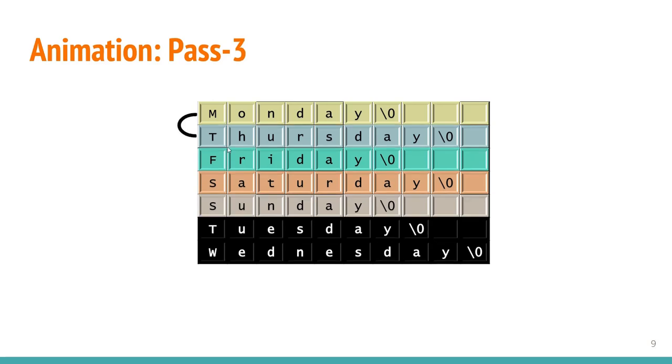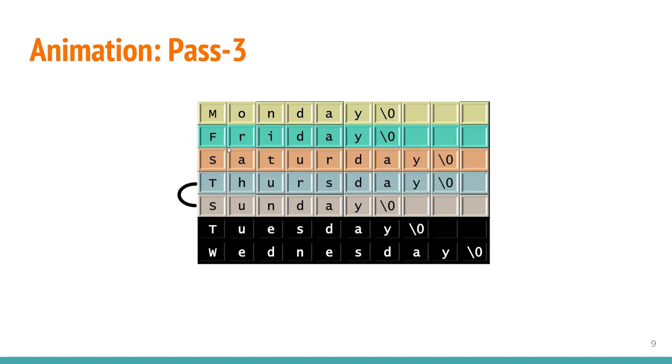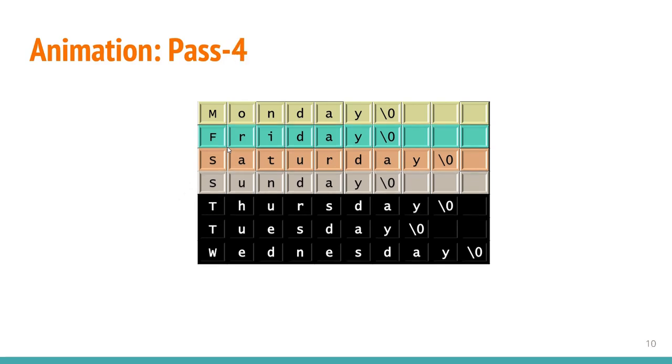Again, compare Monday with Thursday, no swap. Thursday with Friday, swap. Thursday with Saturday, swap. Thursday with Sunday, swap. So this is the end of pass 3. So you have fixed the last three elements of the array. Next, we start with pass 4.